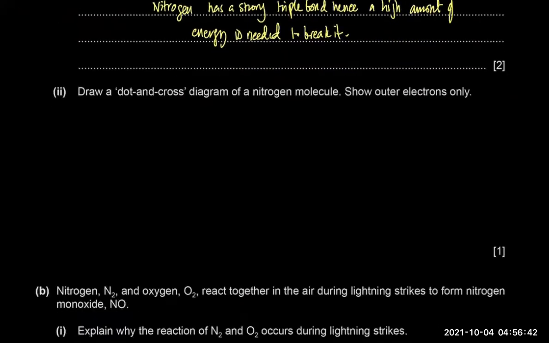Nitrogen molecule. Okay, just make a nitrogen molecule. It has a triple bond: one bond, two bonds, three bonds. Nitrogen has 5 outer electrons. 3 of them are in the bond and then 2 of them are unbonded.